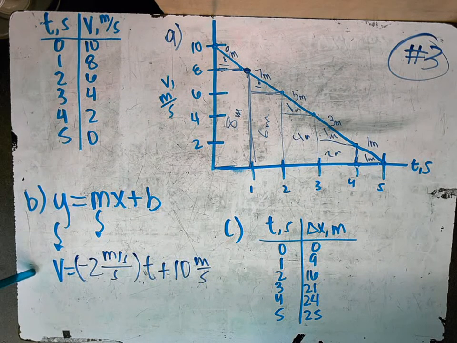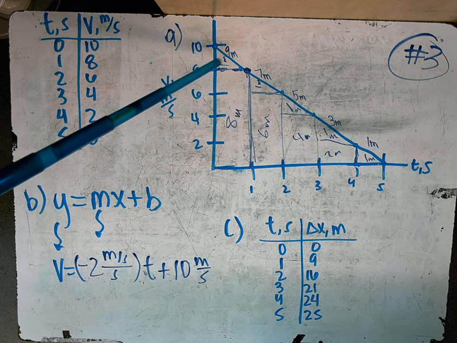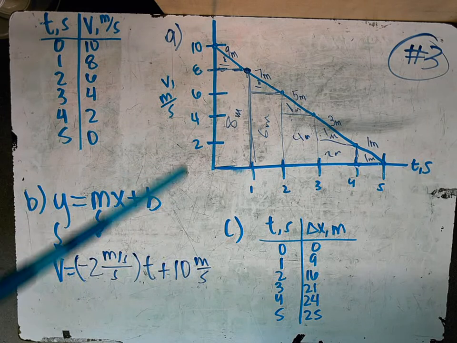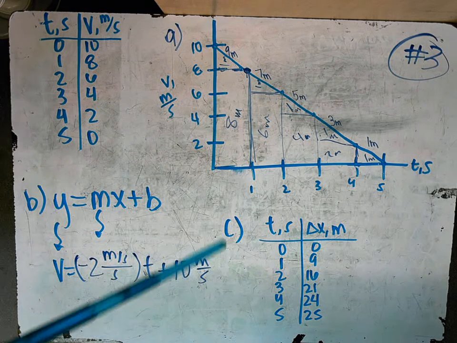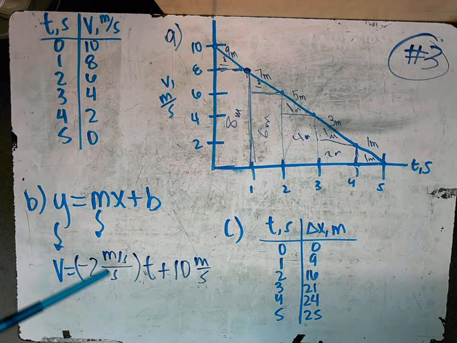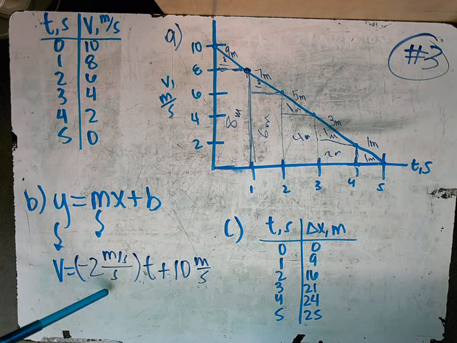Instead of y, what's the vertical axis now? The vertical axis is velocity, so use the letter v equals. Now look at the slope here. It looks like every second we're dropping by 2 meters per second. So our rise is really a drop, so we make it negative. We decrease our velocity by 2 meters per second every second. So it's negative 2 meters per second every second. And that's a meter per second right there.